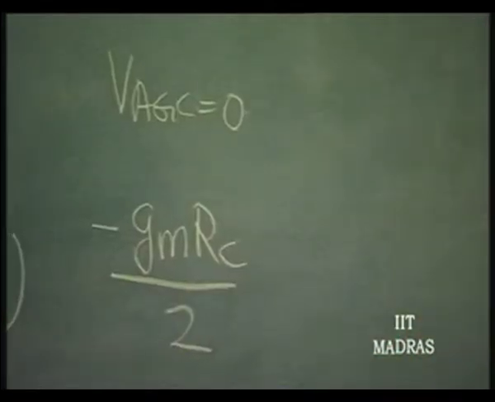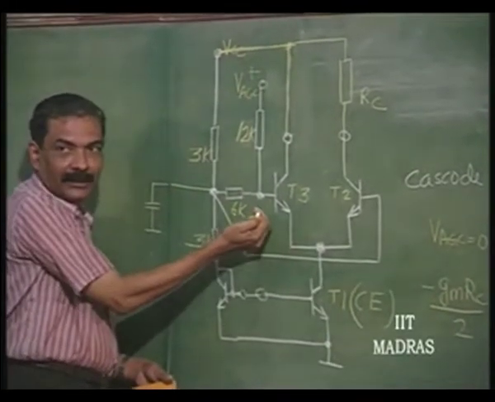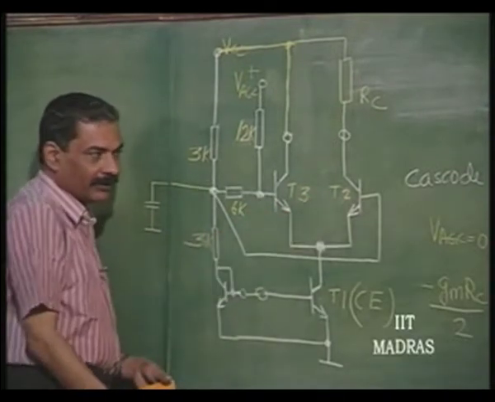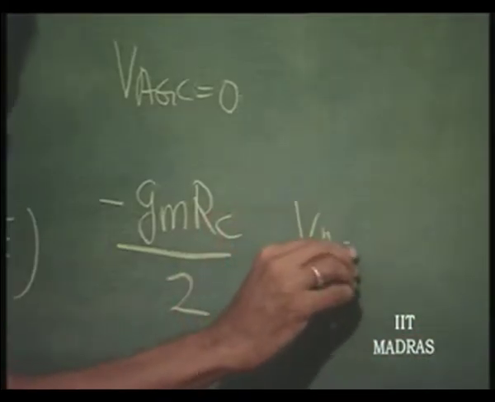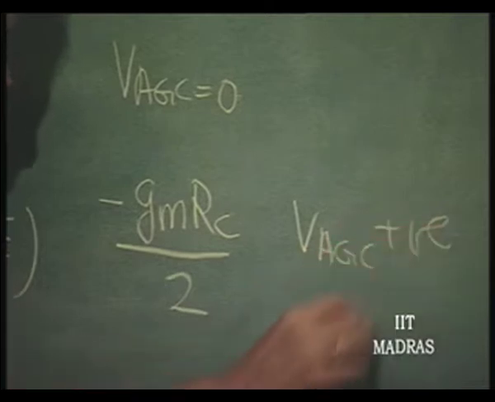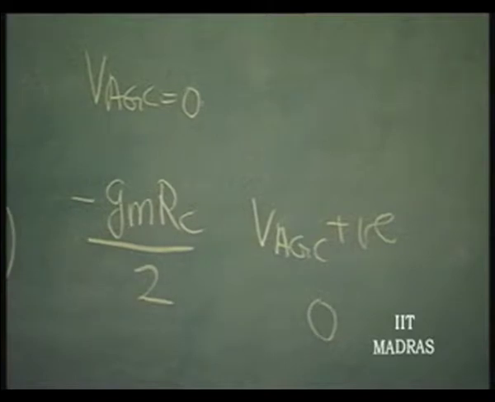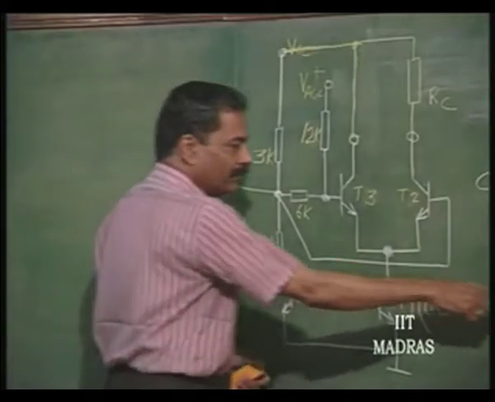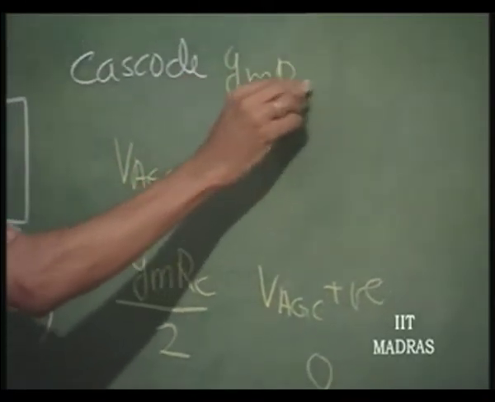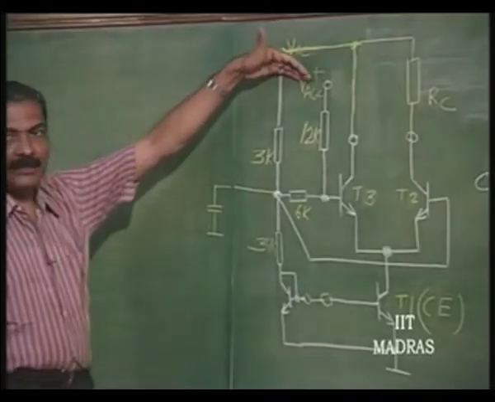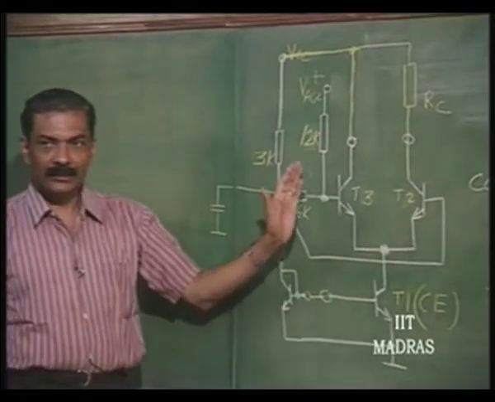If now I apply a positive voltage here, so that the entire current is diverted to T3 and nothing is left for T2, then the gain is going to be 0. If VAGC with a certain positive value, I can make the gain go to 0. So, the gain varies from 0 to minus GM RC by 2 to minus GM RC. So, this VAGC therefore can be used to change the gain of the cascode structure.